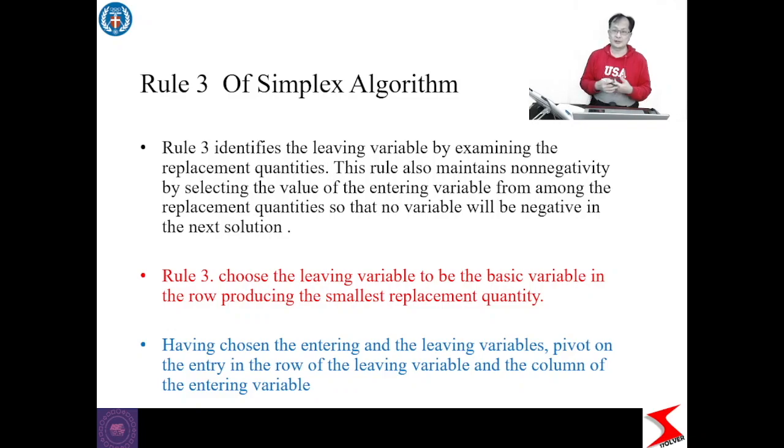Okay, so once you finish the replacement quantity calculation, you compare those calculations and choose the smallest one to determine the leaving variable. And once you determine the entering and the leaving variable, you can determine the pivot cell of the table. This is Rule 3.